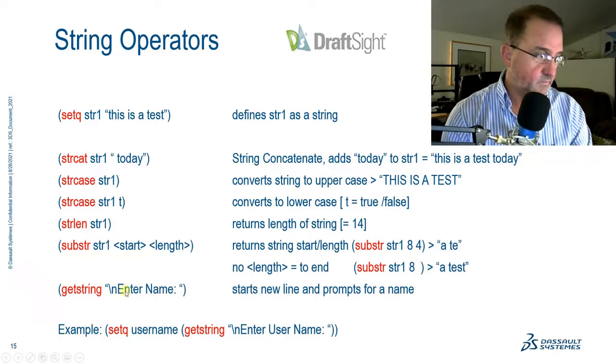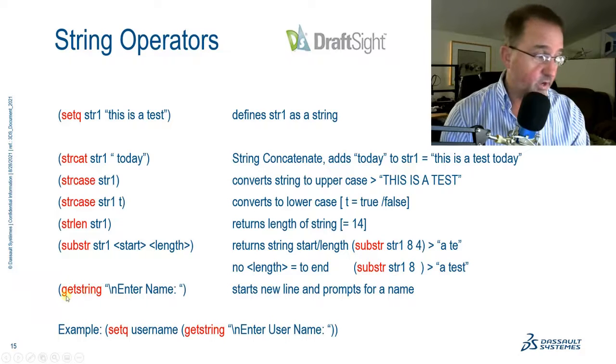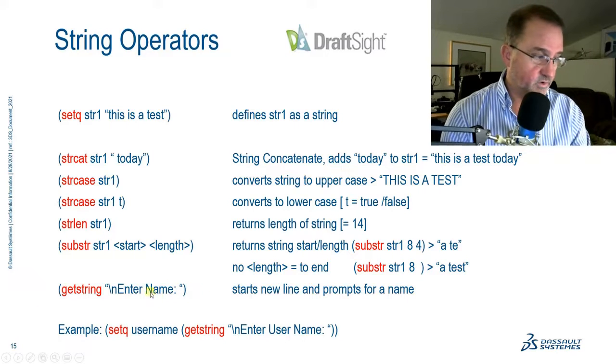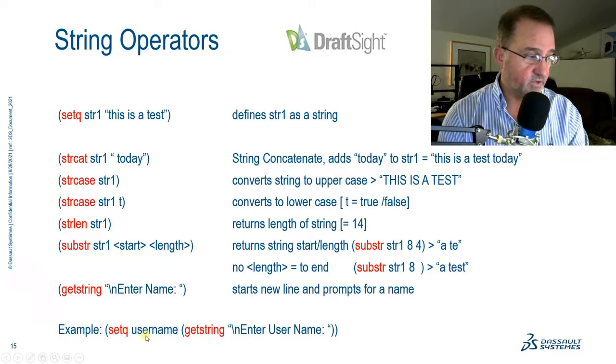And I don't know if I showed you this before, but there's a function called getString, just like we have a function called getPoint. We can do a getString, and then I could say "enter the name", and it will prompt the user for the name and just return that. Now normally we could do this. We could say let's set Q the username to getString and "enter username". And so therefore it would give us that information.